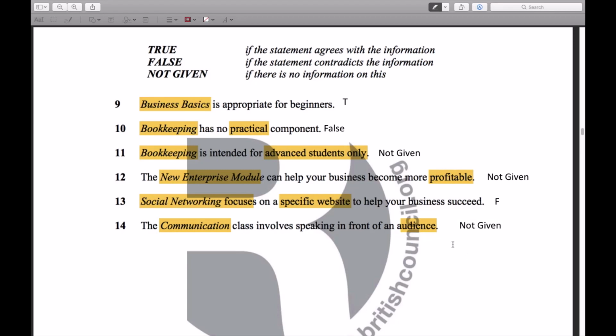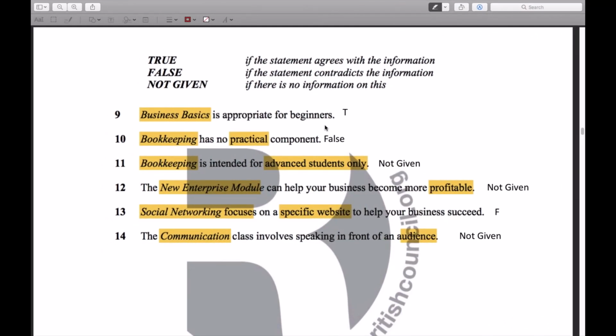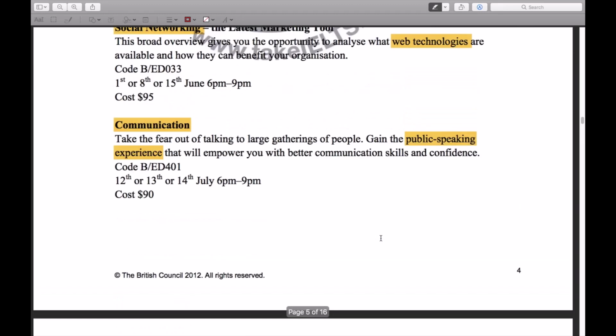Now let's check the answers. Alright, so all 6 are correct. They were relatively easy ones except for the last one. And now to read it again, because now I know the answer is correct. Does the class involve speaking in front of an audience or not? It doesn't really mention anywhere that the class has a component where you will be talking in front of an audience. But it does say generally that this course will take the fear out of talking to large gatherings of people. But it doesn't say whether or not in the component you will be talking to people.